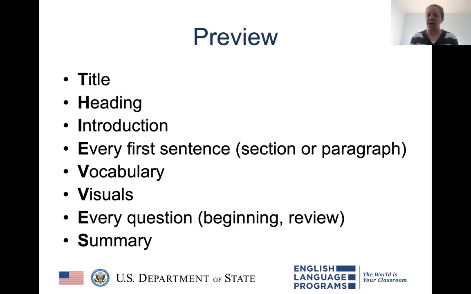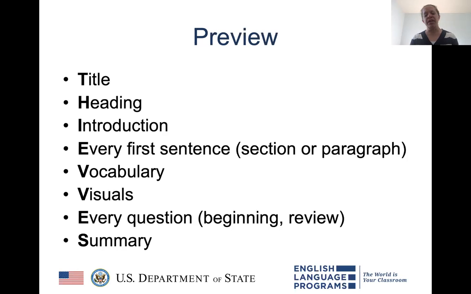Given a certain text, such as a chapter in a textbook, students look at the title, headings, the introduction, every first sentence, vocabulary, visuals, such as pictures and graphs, every question, such as those that might be asked at the beginning or the end of the chapter, and finally, the last paragraph or summary. This helps students to get a good idea of what they are reading.